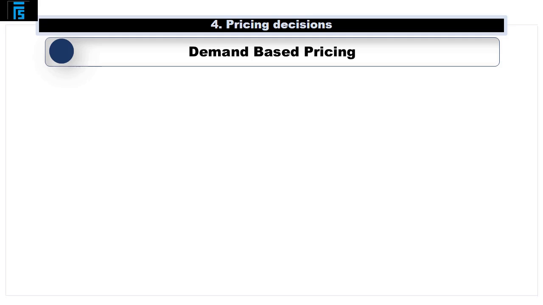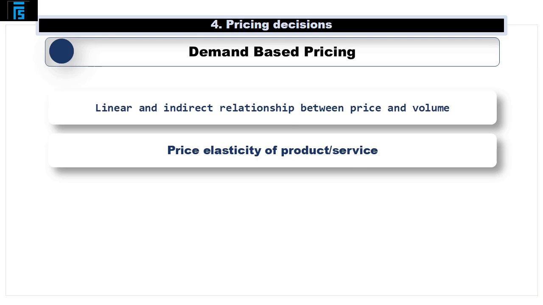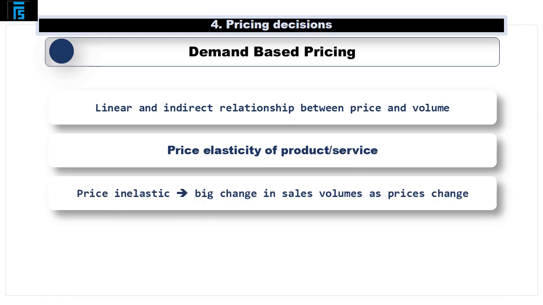The first approach we are going to consider is demand-based pricing. As the name suggests, the prices we set under this approach are based on the demand we expect, or have historically seen, for the product or service in question. It is assumed that there is a linear relationship between price and volume. As prices rise, sales volumes drop, and as prices drop, sales volumes rise. How the volume is affected depends on the price elasticity of the product or service. A product that is more price elastic will show a big change in sales volumes as prices change.